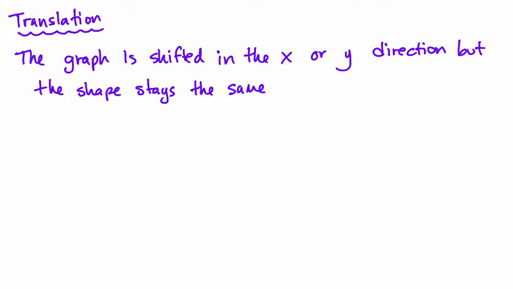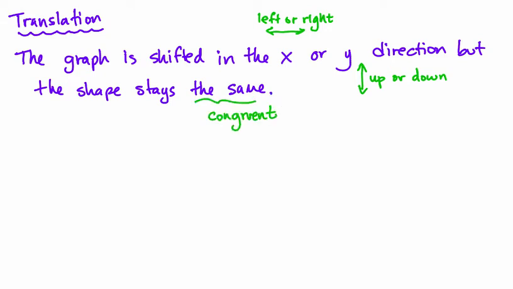Okay, in a translation, the graph is shifted in the x or y direction, but the shape stays the same. So a shift in the x direction means you're shifting the graph left or right, and a shift in the y direction means you're shifting the graph up or down, but the shape always stays the same. That's really important, and in mathematics, the same is also known as congruent. Let's take a look at vertical translations. So those are the ones that shift up and down.